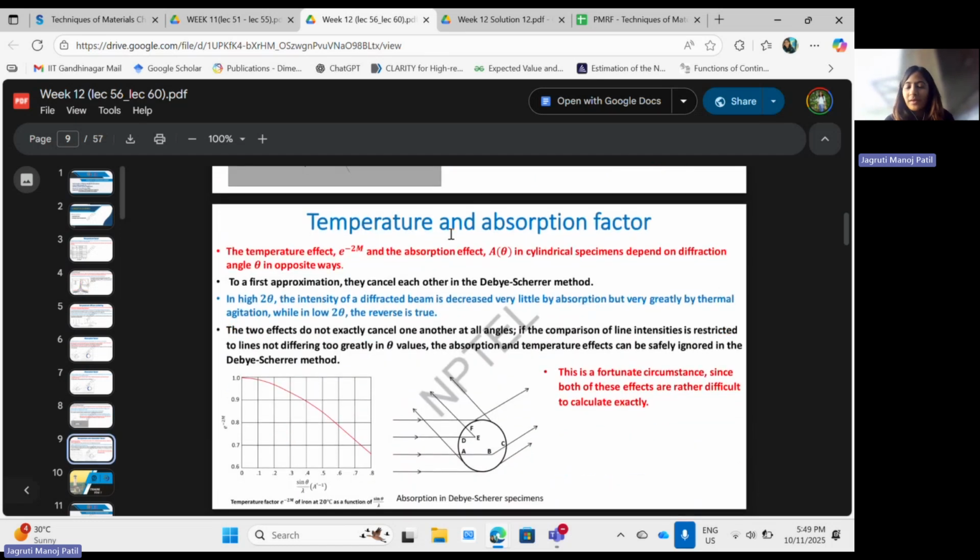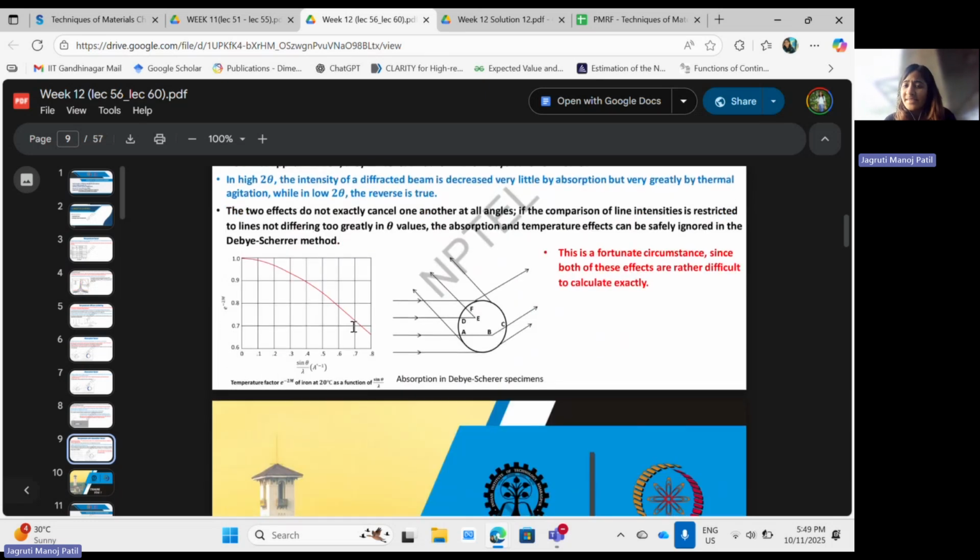Now, the temperature effect will decrease exponentially, and the amplitude of this absorption effect will depend on diffraction. If one is lesser, the other is higher, and the opposite, right? So, to a first approximation, they cancel each other in this method, the Debye method. I don't have much information on this method, but it's similar to how Bragg's effect occurs, only at higher angles in this case. So it's a fortunate circumstance, since both of these effects are rather difficult to calculate exactly.